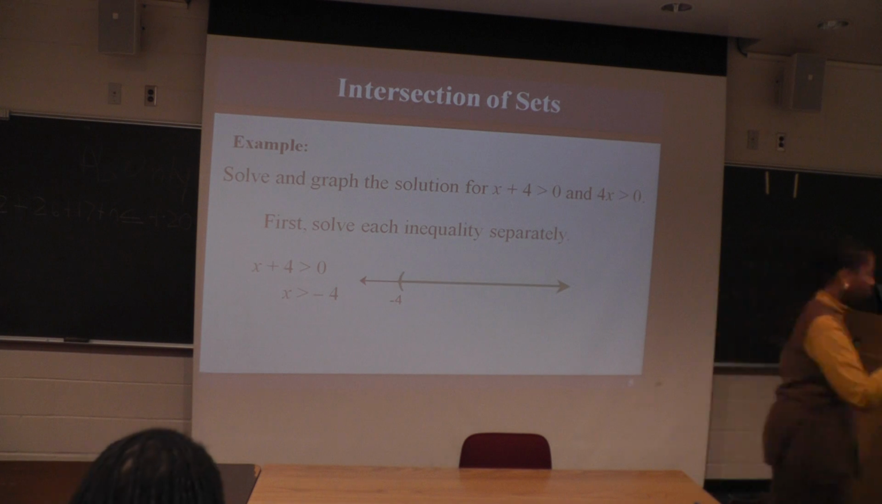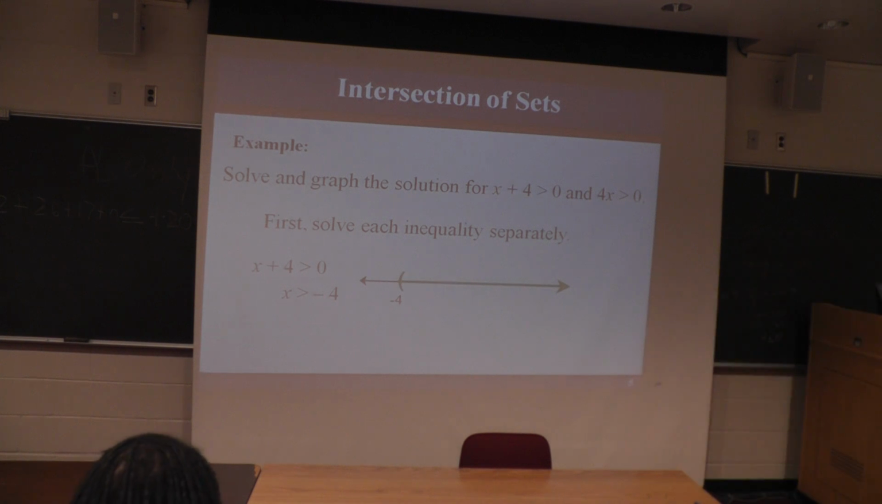Now we're going to do the other problem. How do we solve that one? What did you tell me I should do? To get the variable by itself, I divided both sides by 4. So 4 divided by 4 is 1, so that's x by itself, and 0 divided by 4 is 0.